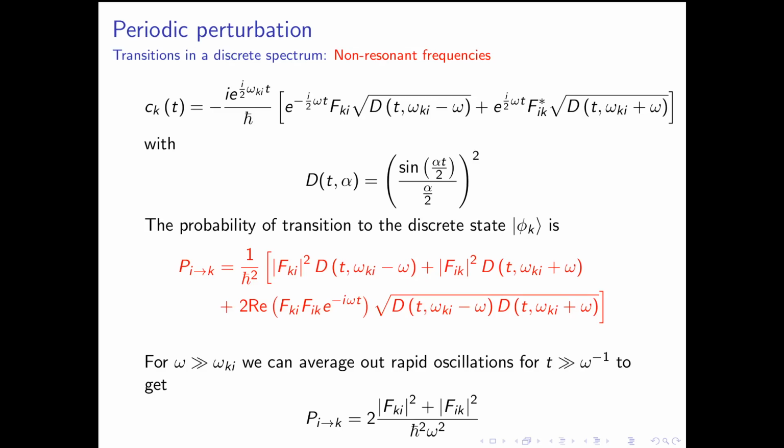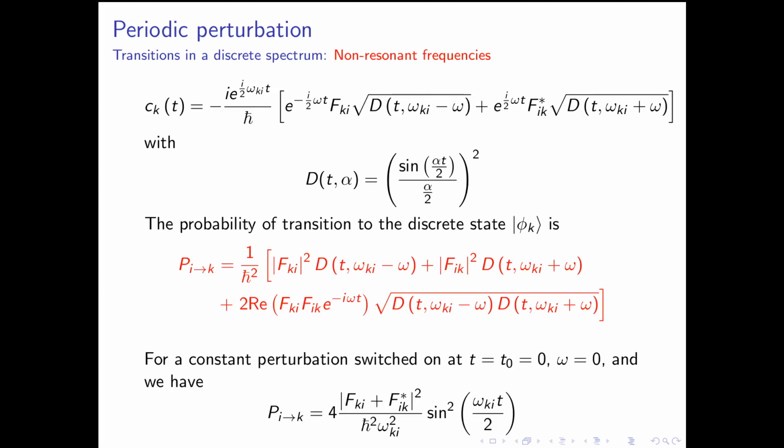If you just use that and use the fact that for rapidly enough oscillating things, as long as t is much bigger than omega inverse, the rapid oscillations can be averaged out, and using that average we will simply get pi to k as twice fki mod square coming from the first term plus fik mod square coming from the second term divided by h cross square omega square. The cross term in the probability contributes nothing because that term actually is rapidly oscillatory and averages out to 0.